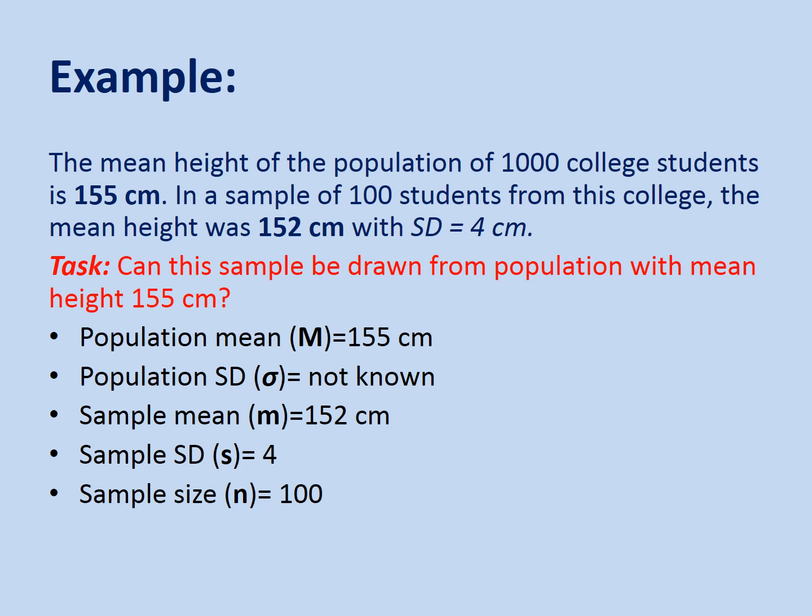Now tell me, is this the standard deviation of the population or the standard deviation of the sample? Right, this is the standard deviation of the sample and will be denoted by small s. So small s is equal to 4.